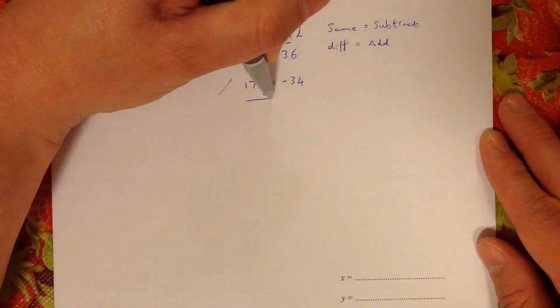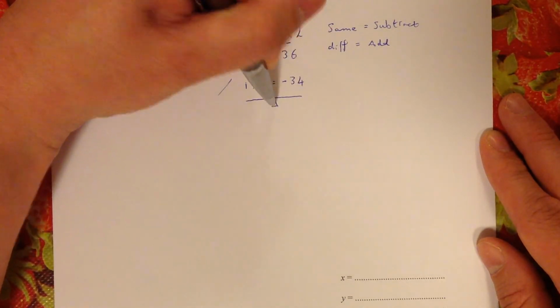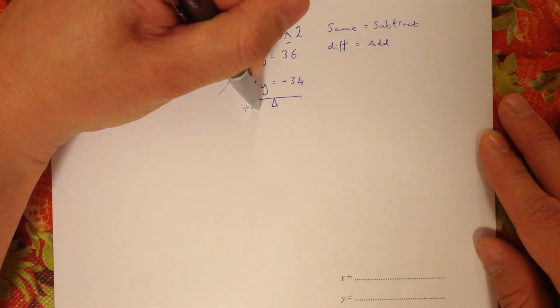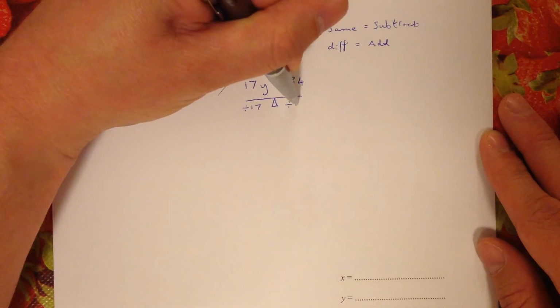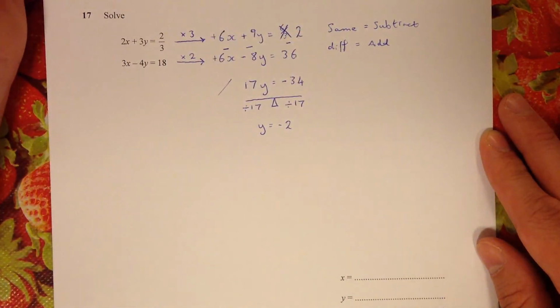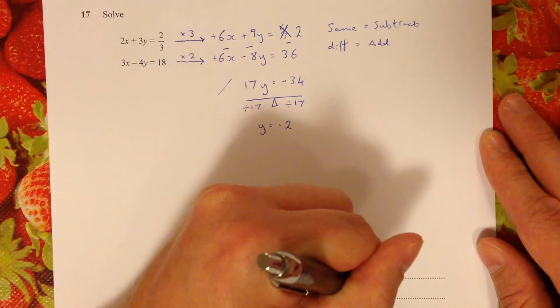We can now solve this using our normal balancing method. We want y, it's currently being multiplied by 17, so let's divide by 17 to get rid of that on both sides, and that tells us that y is equal to negative 2. So let's fill that in at the answer box.